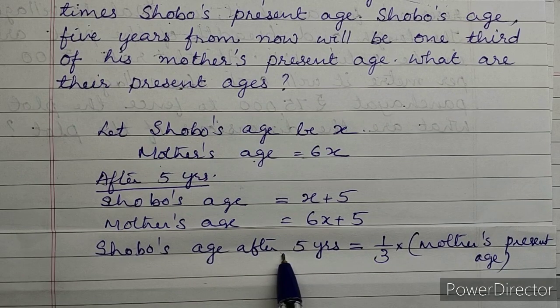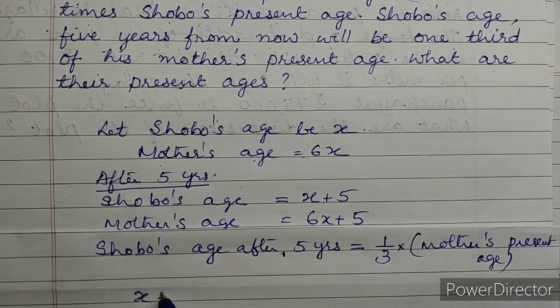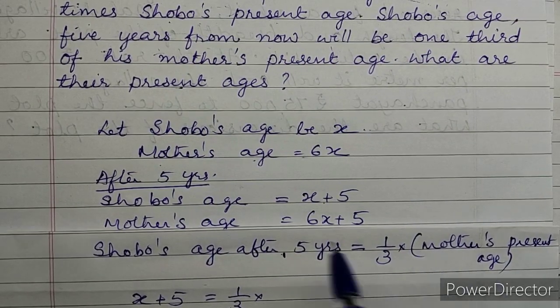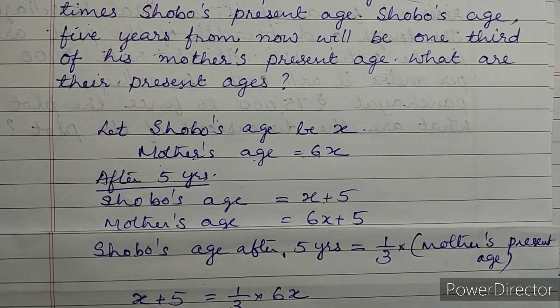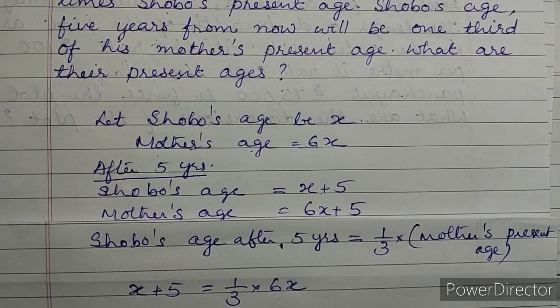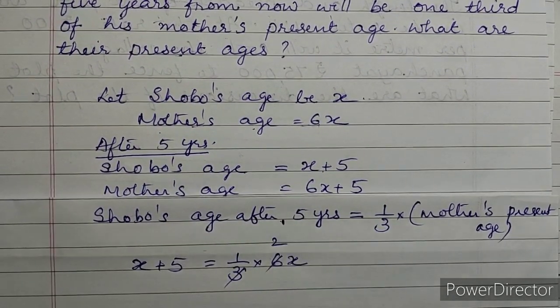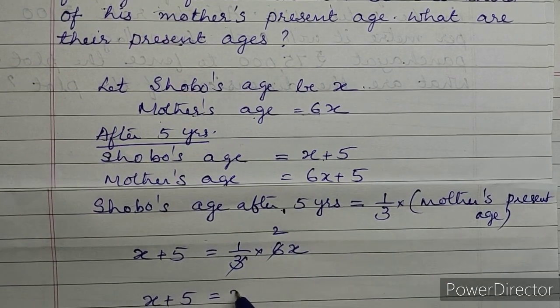So what is Shobo's age after 5 years? It is x plus 5, equals 1 by 3 into, what is mother's present age? It is 6x. Now you got the linear equation. x plus 5 equals 1 by 3 into 6x. 3 and 6 you can cancel 2 times. So that is x plus 5 equals 2x.